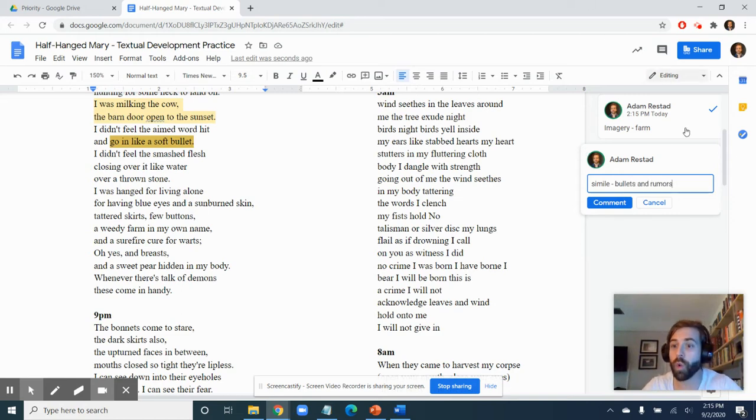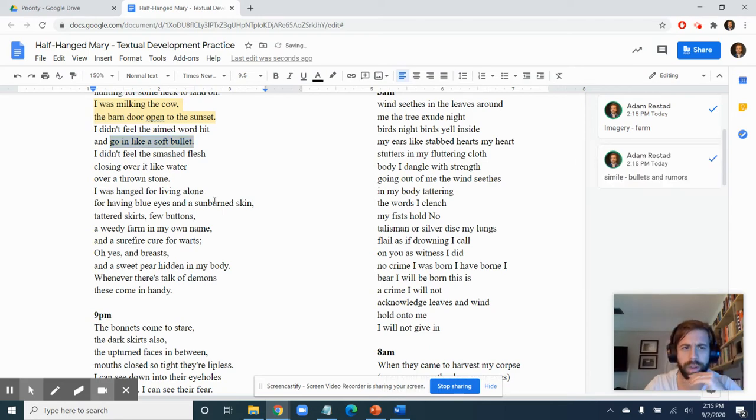Because she's equating having this rumor cast on her, some accusation, we don't know what yet, but she's equating that to being shot. And she didn't know that she was shot, but she just was for some reason. So we still have a lot to figure out.